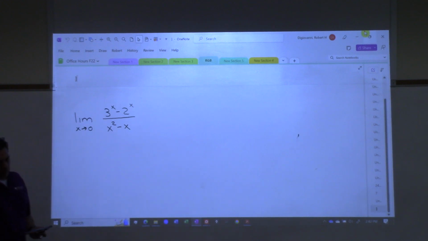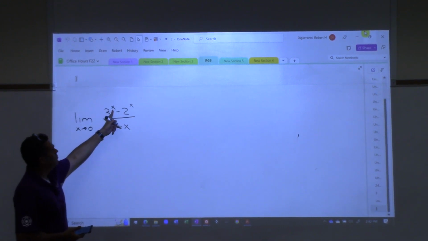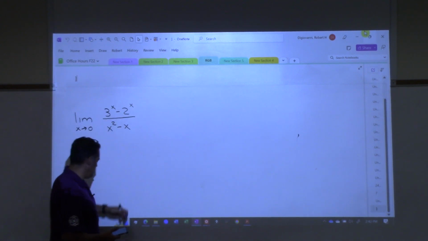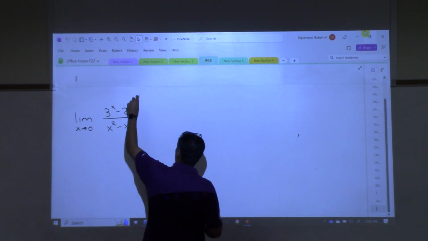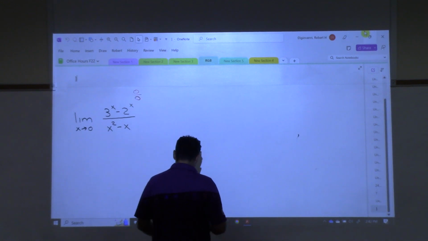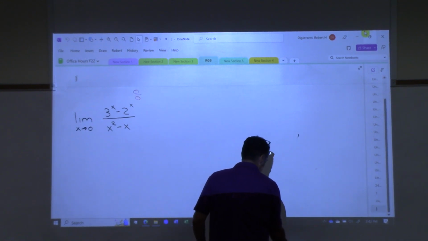Remember, you can only use L'Hopital's rule if you have 0 over 0 or plus or minus infinity over plus or minus infinity. That's the only time you can use it. So you have to check first, right? What is 3 to the 0? 1. What's 2 to the 0? 1. So 1 minus 1 on top gives you 0. On the bottom, 0 minus 0 is 0. So we have 0 over 0, we can use L'Hopital. So let's use L'Hopital.